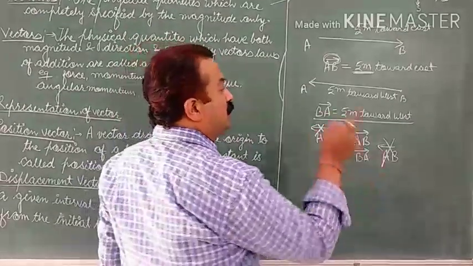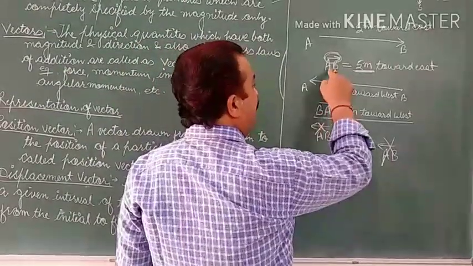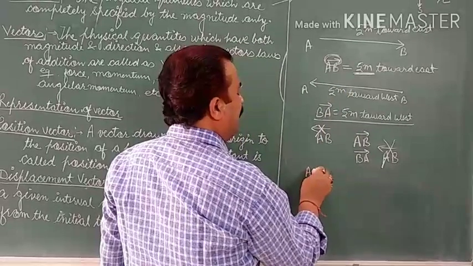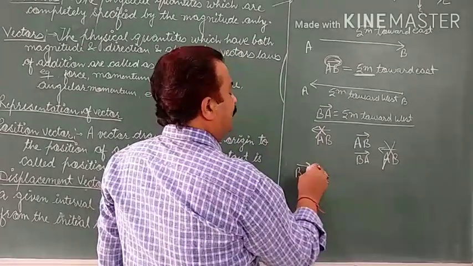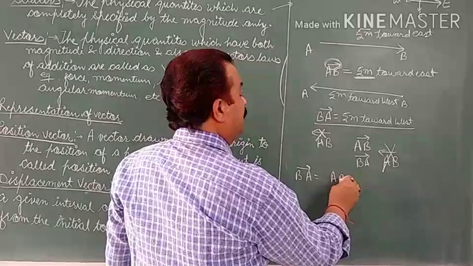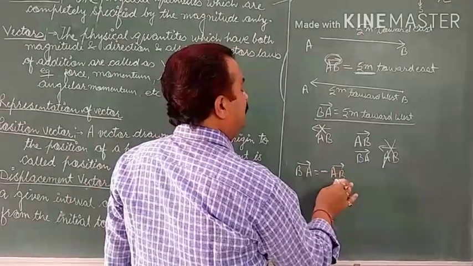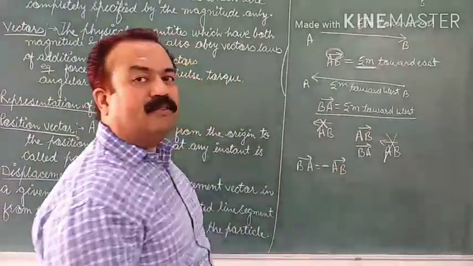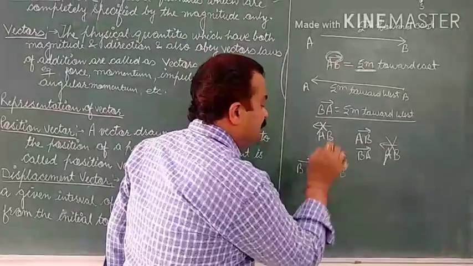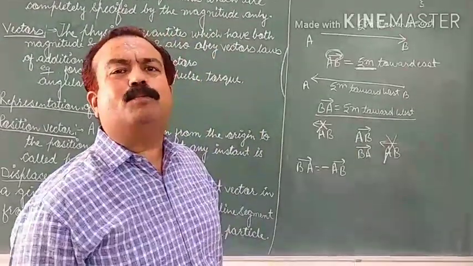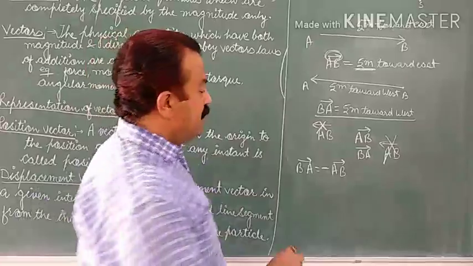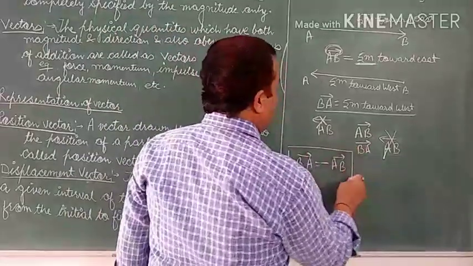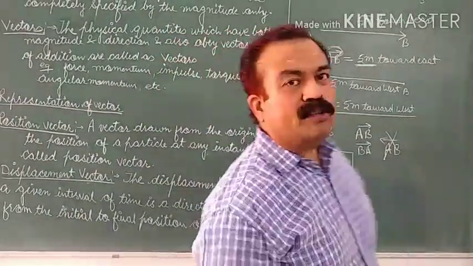But if you want to write your answer in this form, then we can write BA equals AB but with a minus sign. And what is the significance of the minus sign here? The minus sign shows simply the opposite direction.